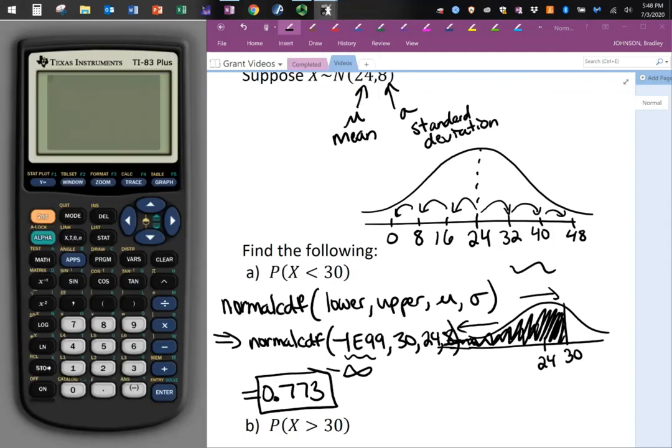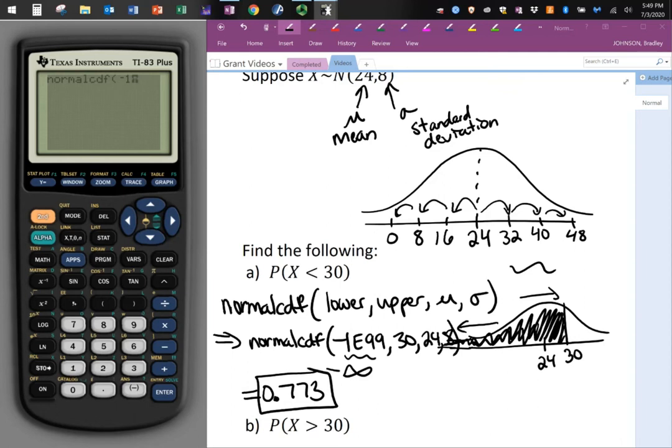So this would be if you didn't have MathPrint. You hit second vars. You still pick normal CDF, CDF because we're finding area under the curve. Now, unfortunately, it doesn't remind you of what you need to input. So you need to remember lower, upper, mu, sigma. Lower, upper, mu, sigma.